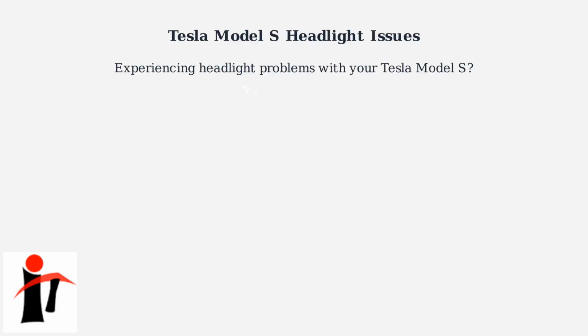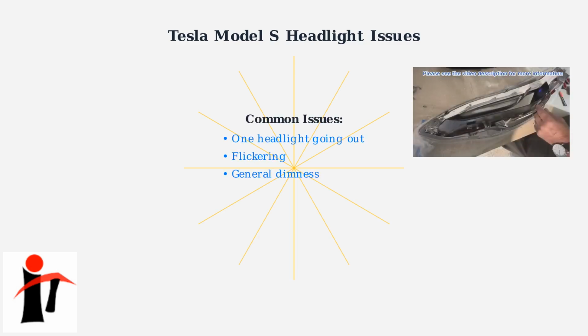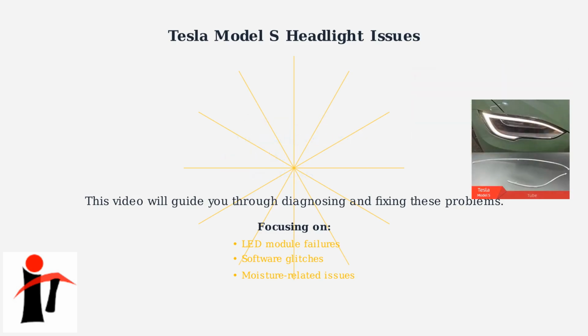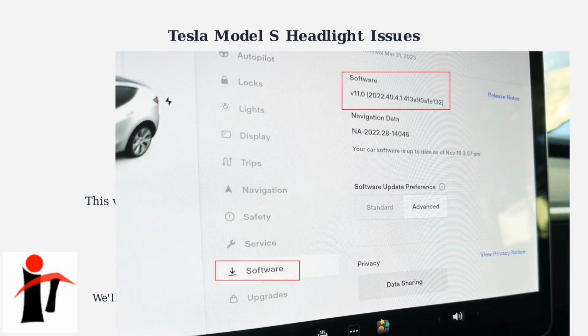Experiencing headlight problems with your Tesla Model S? You're not alone. Many owners face issues like one headlight going out, flickering, or general dimness. This video will guide you through diagnosing and fixing these common problems, focusing on LED module failures, software glitches, and moisture-related issues. We'll cover everything from simple software fixes to more involved hardware replacements.